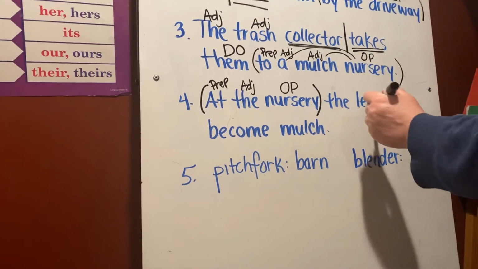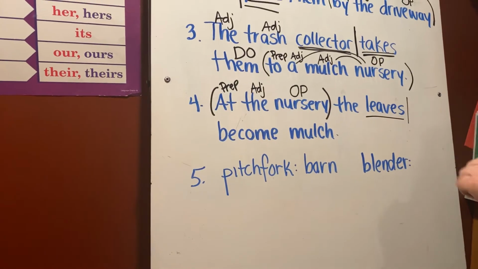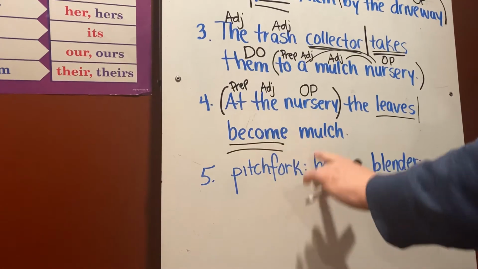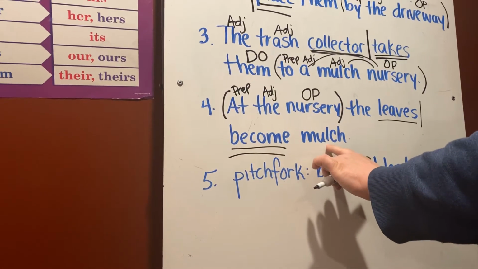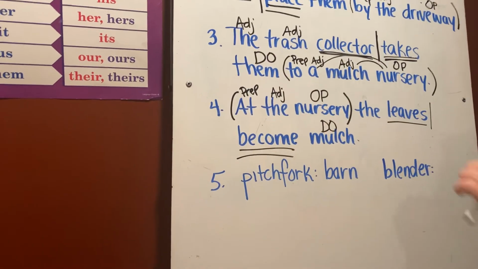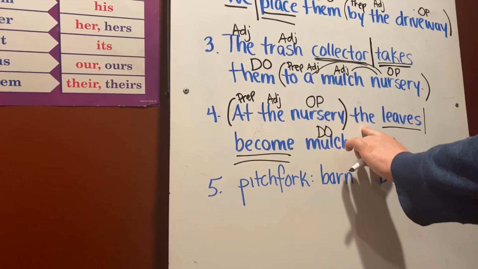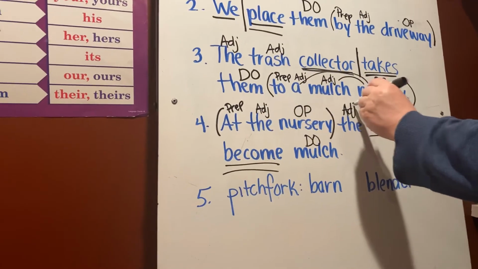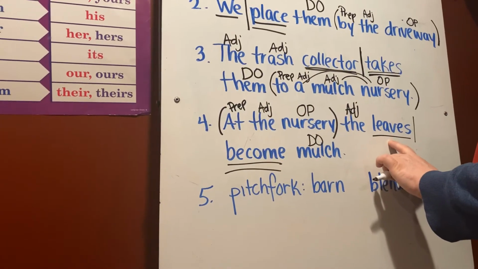What is the subject? The subject is leaves. What do the leaves do? The leaves become. The leaves become what? They become mulch. So this is your DO, your direct object. And what is the? Say it out loud. The is an adjective called an article, and in this sentence it's describing leaves.